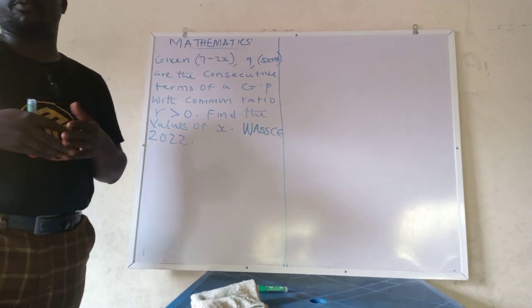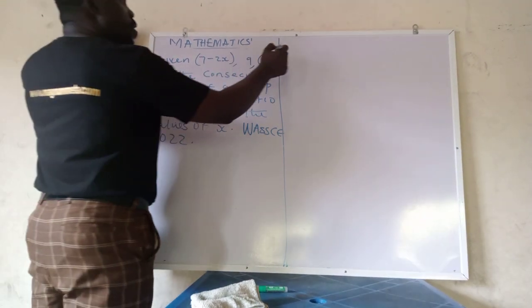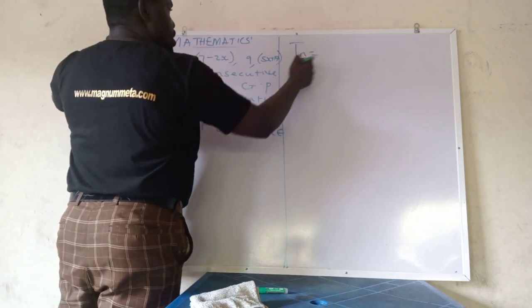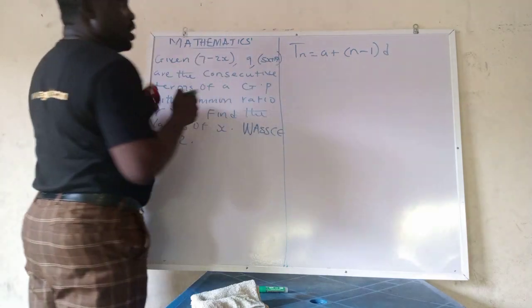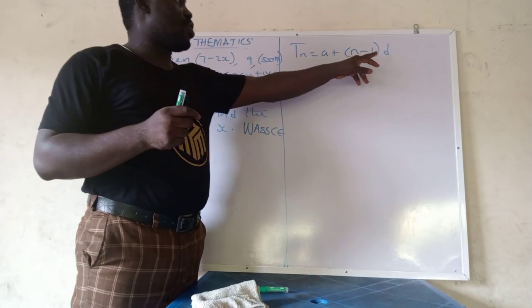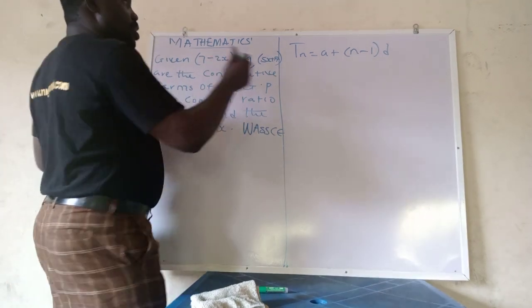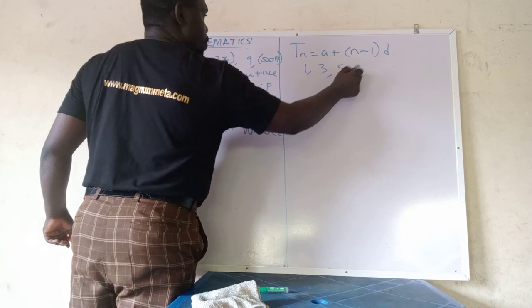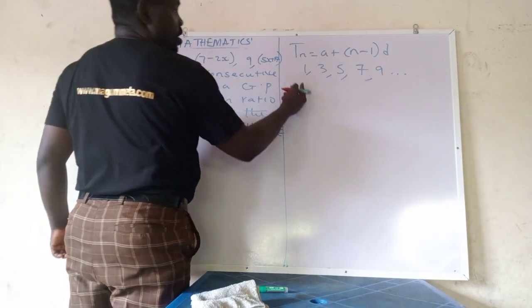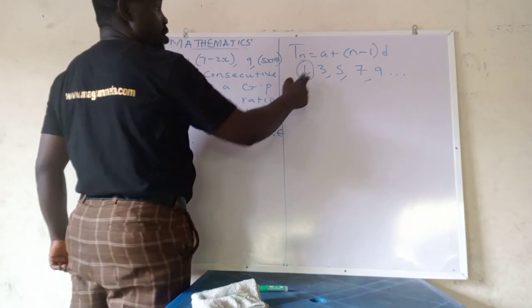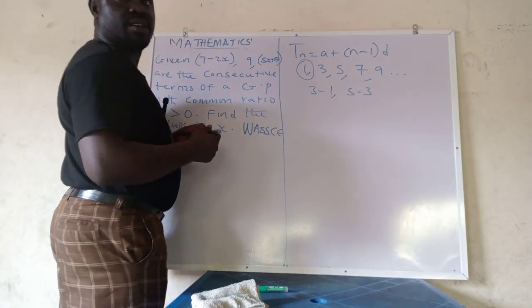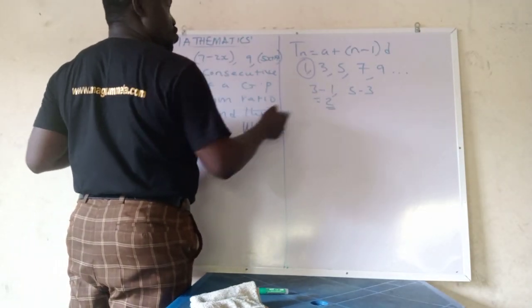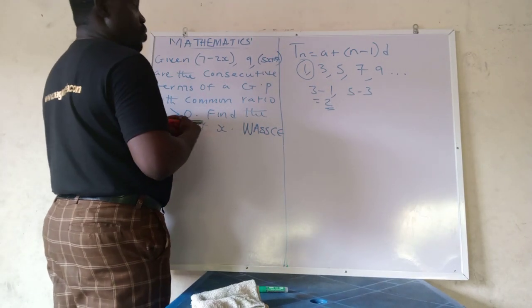arithmetic progression and geometrical progression, in case you are given a question. For arithmetic progression, you know that the nth term is given as a + (n - 1)d, where a is your first term and d is the common difference. What that means is that you have something like 1, 3, 5, 7. The first term here is 1. The common difference is 3 minus 1, or 5 minus 3, or 7 minus 5. So the common difference is 2. And then you can easily go ahead to solve the question above.